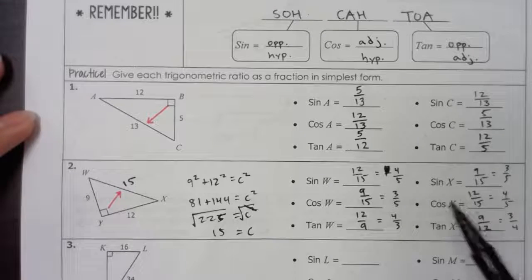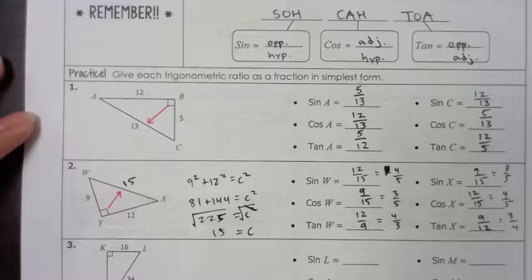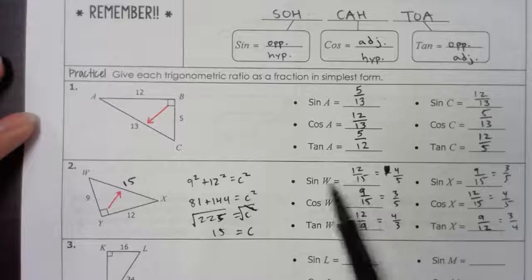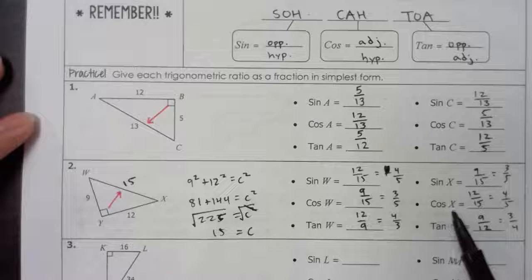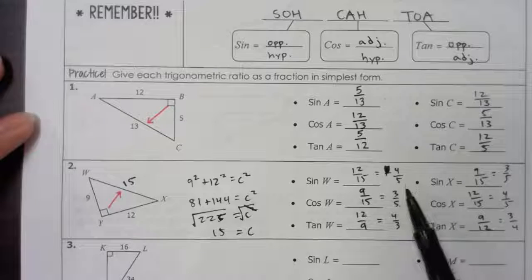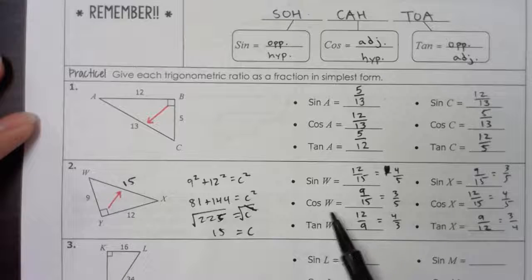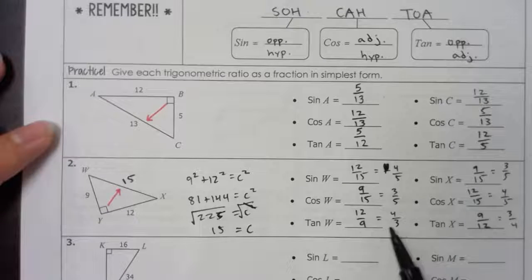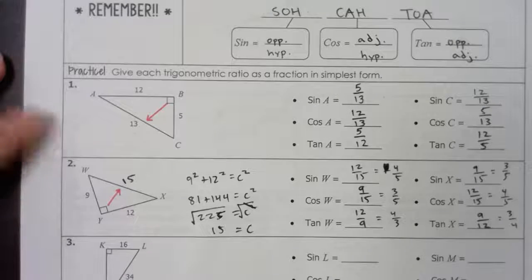A pattern that I want you guys to pick up, because it makes checking your work easy, is look at sine of w and then cosine of the opposite angle. They're going to be equal. And then same thing, cosine of w with the sine of the other angle. Those are also going to be equal. And then tangent of each angle will be the reciprocal of each. So this is an easy trick to being able to check your work.